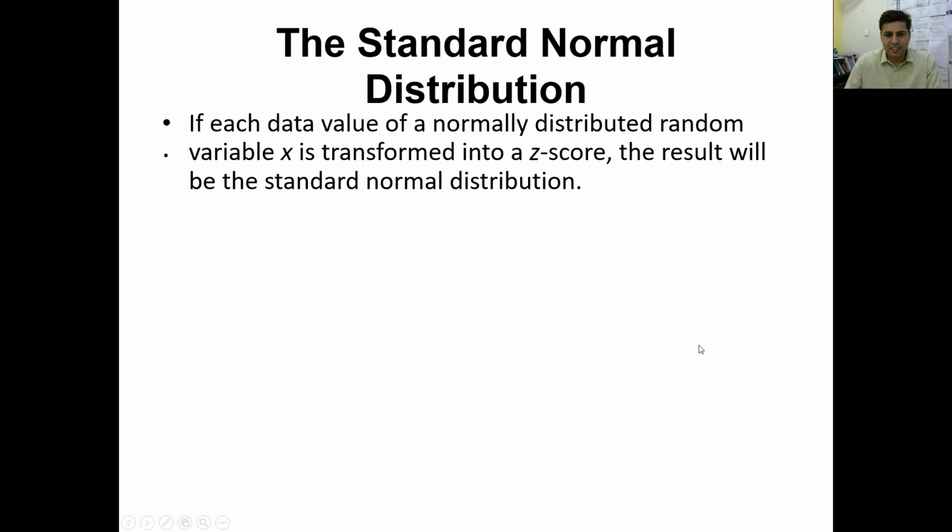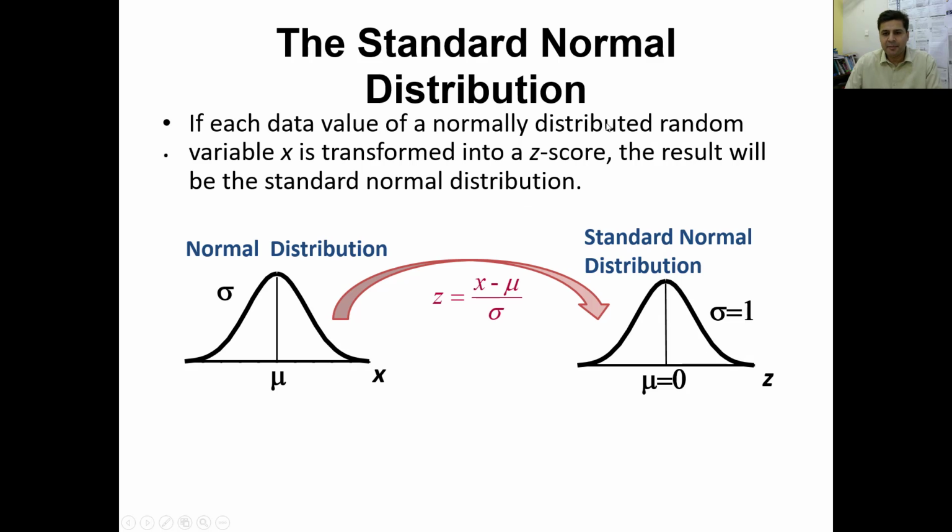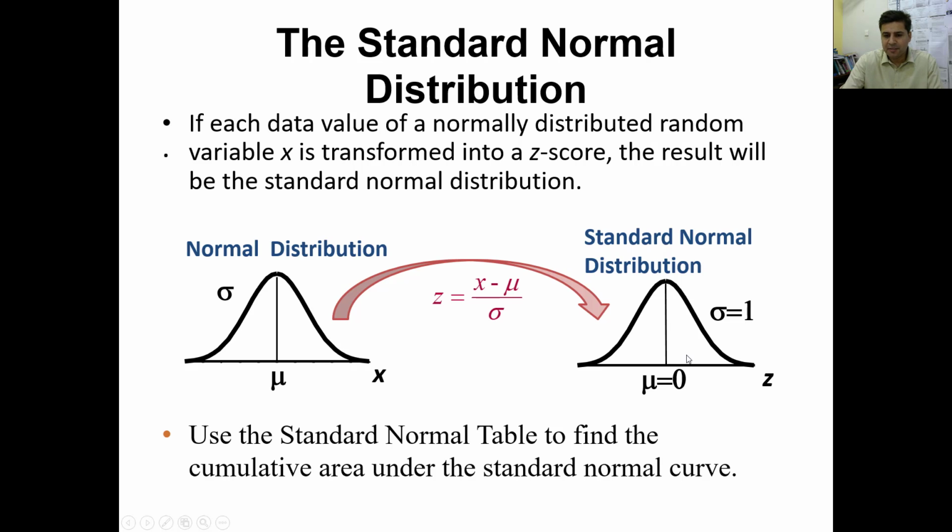Proceeding to the next section, the standard normal distribution. If each data value of a normally distributed random variable x is transformed into a z-score, the result will be the standard normal distribution. So basically this is the normal distribution. The mean of a normal distribution is lying at this place where mean, median and mode are equal, lying at the same place. That is why it is called a symmetric distribution, which is also called a bell distribution. This is the standard deviation from the mean, which is also called spread, and it tells us the deviation from the mean. So when we transform this, we will write z is equal to x minus mu divided by the standard deviation. The mean of this will be equal to 0 and the standard deviation will be equal to 1.